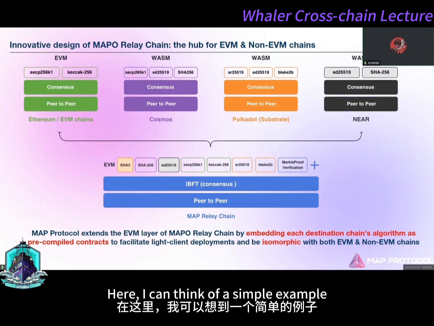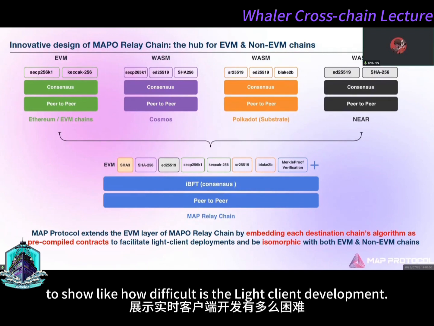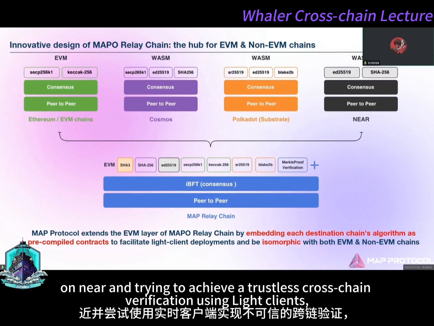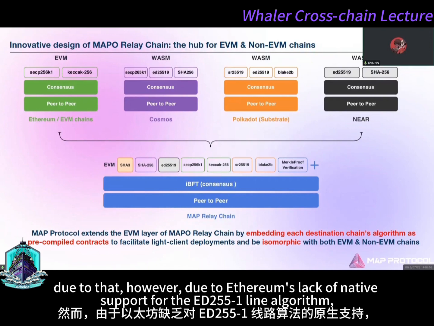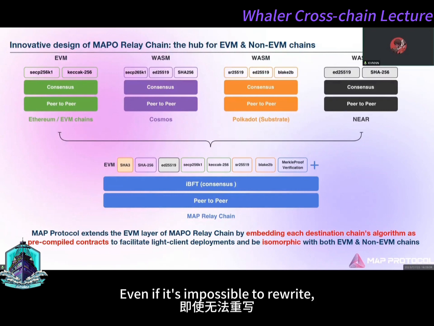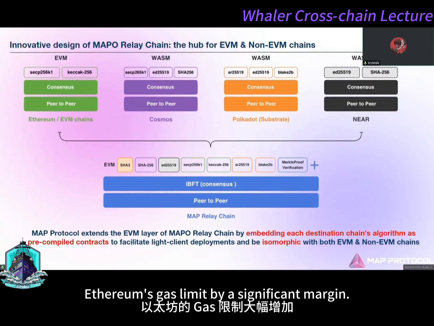Here, I can give a simple example to show how difficult Light client development is. Rainbow Bridge on Near is trying to achieve trustless cross-chain verification using Light clients. Due to Ethereum's lack of native support for the ED25519 algorithm, deploying a Light client for Near on Ethereum would require rewriting it in Solidity. Even if it were possible to rewrite, the verification process would still exceed Ethereum's gas limit by a significant margin.